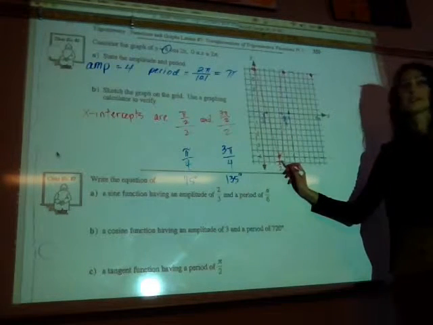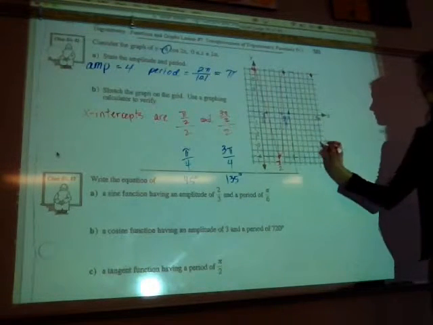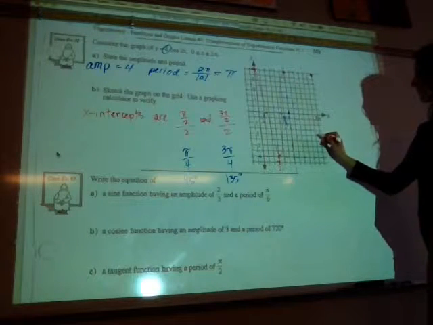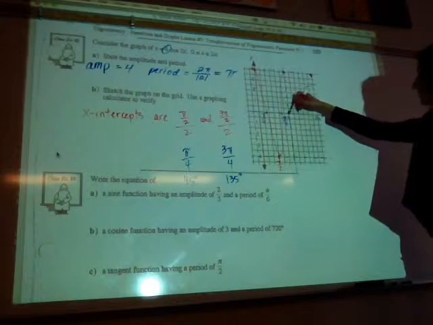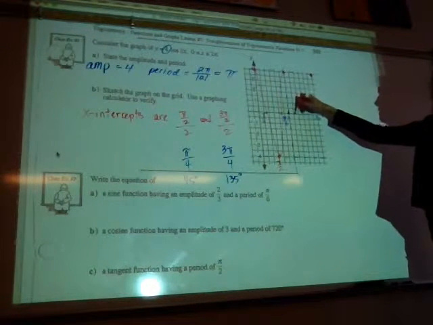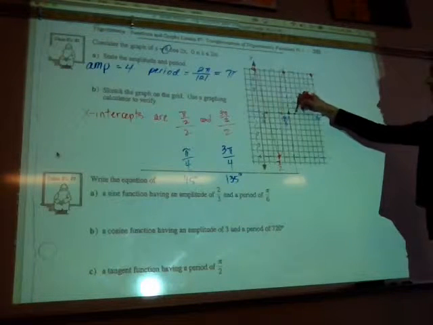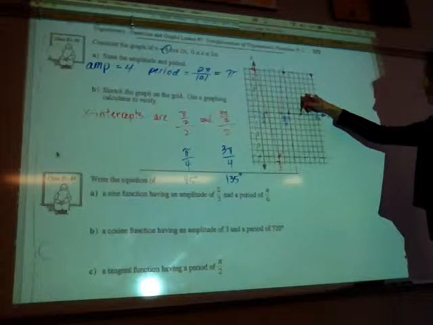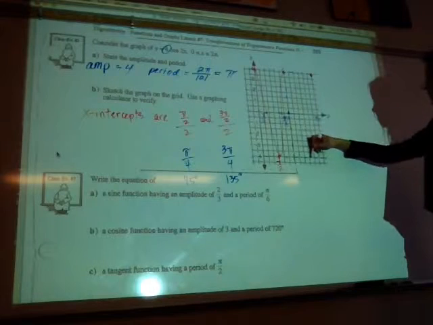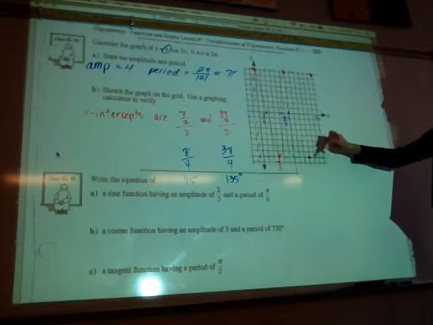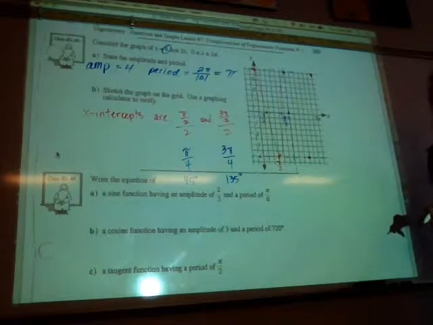Okay, so to get to the next minimum, I have to add the period, which would be at 3 pi over 2, or 270 degrees. So here we're at 180, okay, 210, 240, 270. There's my next minimum.